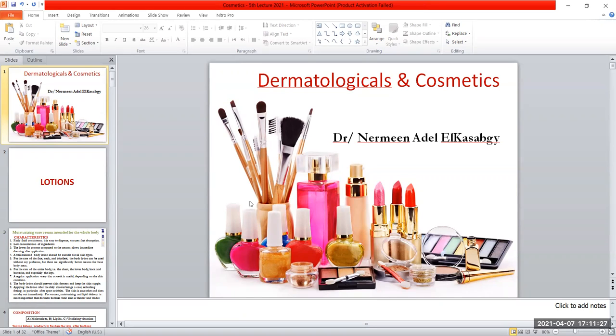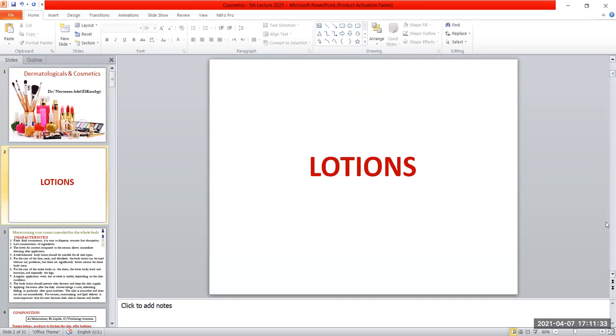بسم الله الرحمن الرحيم. إن شاء الله نكمل المحاضرات الكوزموتكس لوشنز. إحنا خدنا قبل كده الكريمز والديفرنت تايبس بتاعت الكريمز والكلام ده كله. ف we will take today lotions.